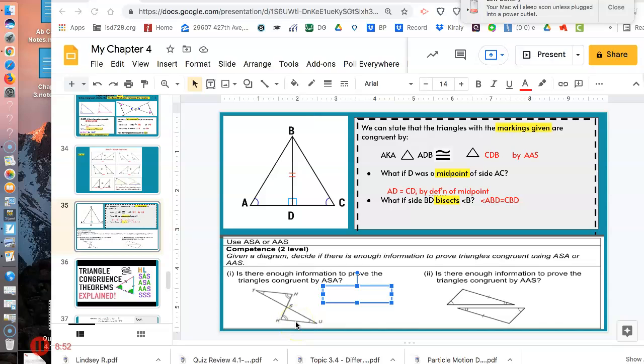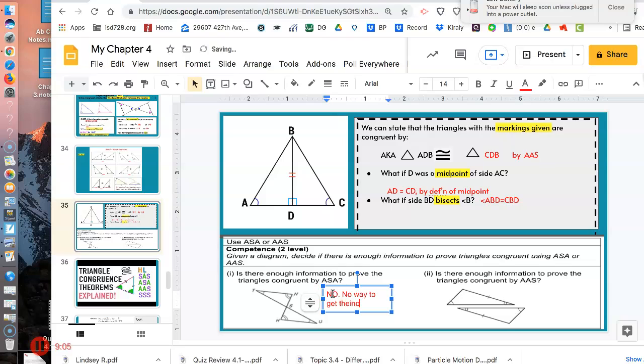Are they shared? No. Was there a midpoint? No. There's really no reason except that they look the same, but you can't go by looks, so this would be no. We have no way to get the included sides congruent. So don't go by looks. You have to have reasons and logic. Okay? Now let's go look over here.